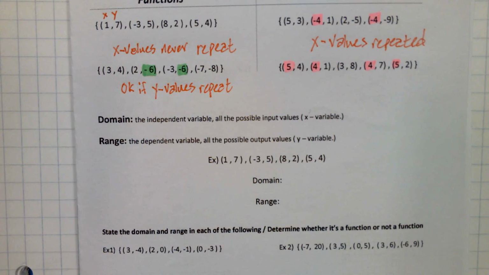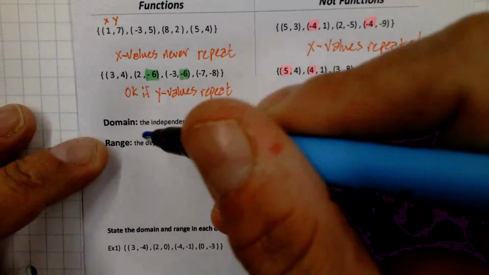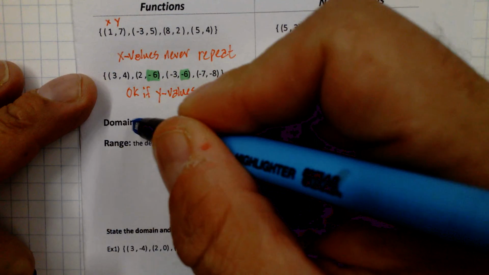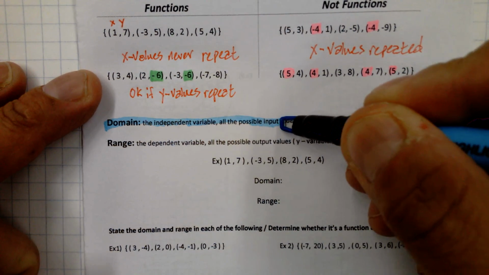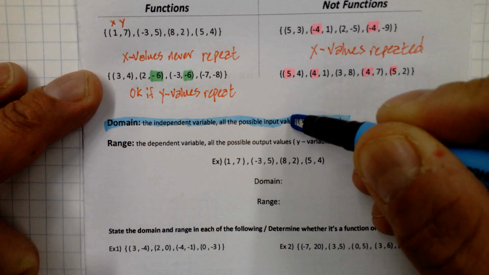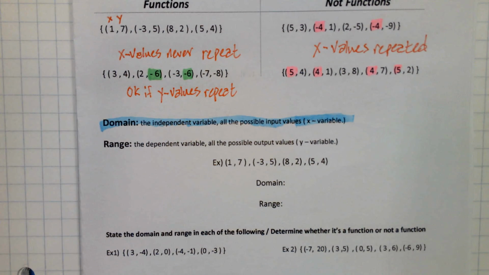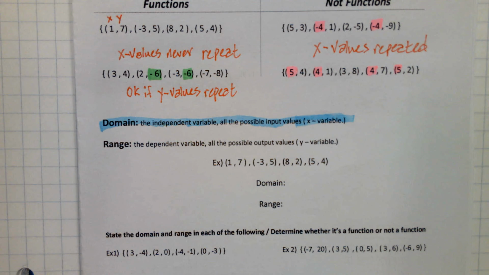Okay. The domain is called the independent variable. The domain is called the independent variable. And it's all the possible inputs. So it's all the possible x values. Almost all the time we associate domain with x values.